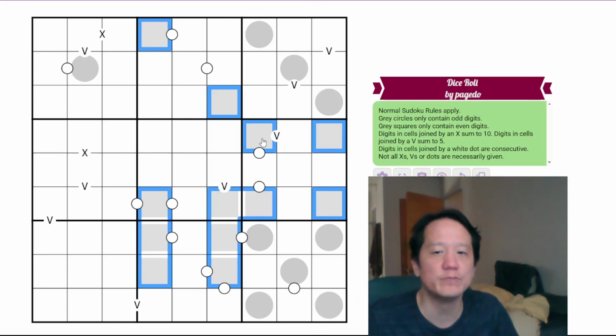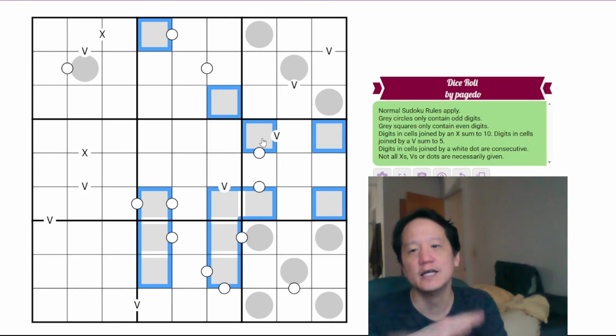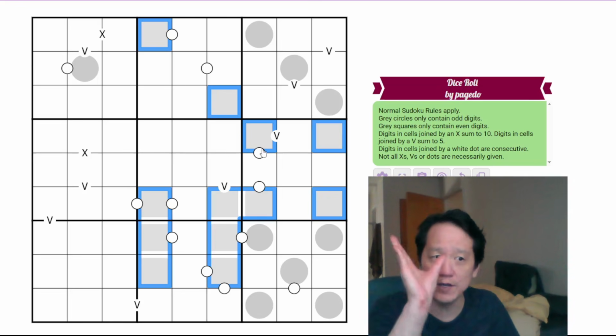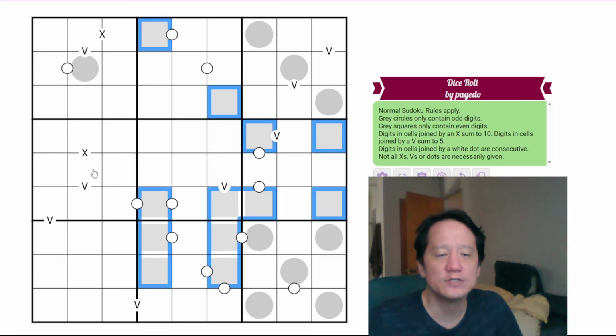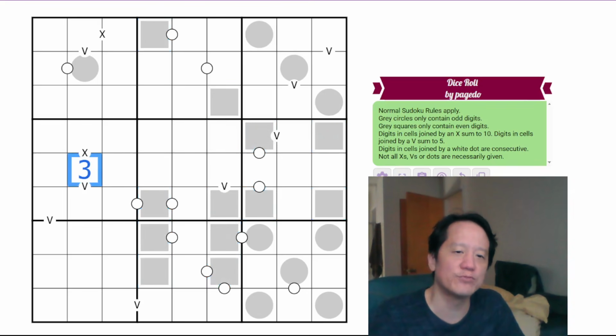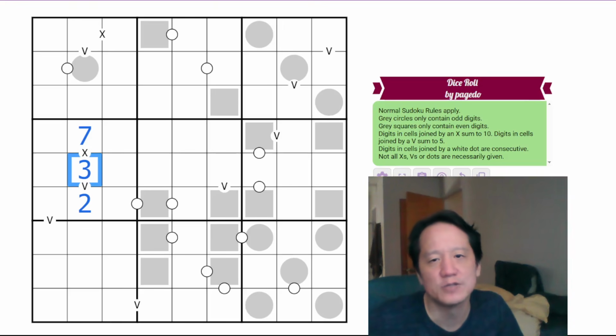Digits in cells joined by an X sum to 10, and digits in cells joined by a V sum to 5. So for example, if this were a 3, this would have to be 7 because there's an X between them, and this would have to be 2 because there's a V between them. So they must add up to 5, and these must add up to 10. That's an example of how X's and V's work.